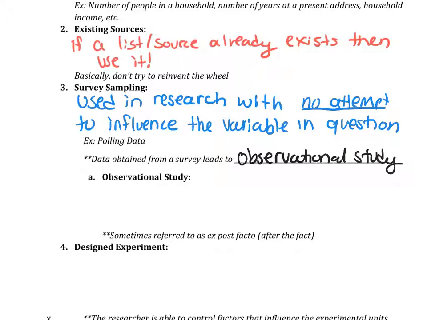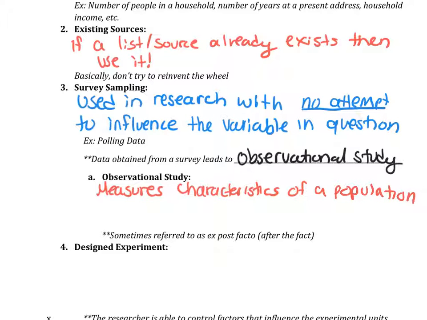So an observational study, as the name suggests, is basically where you're just observing a sample or a population. You're not doing anything to change the environment. So it measures characteristics of a population by studying, with no attempt to change.